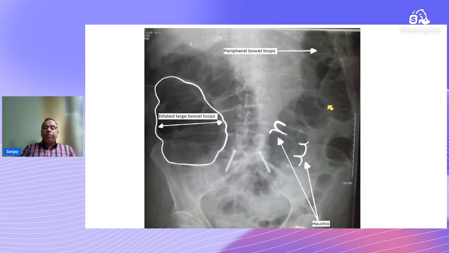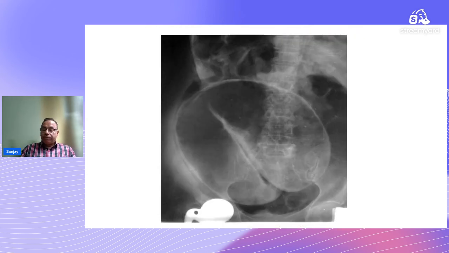Now this is a typical large gut. You can see the bowel is placed peripherally and the haustra are seen. Now, if you compare it with the previous X-ray where the valvulae were complete and symmetrical, the haustra are incomplete and asymmetrical. That's how you differentiate between haustration and valvulae conniventes.